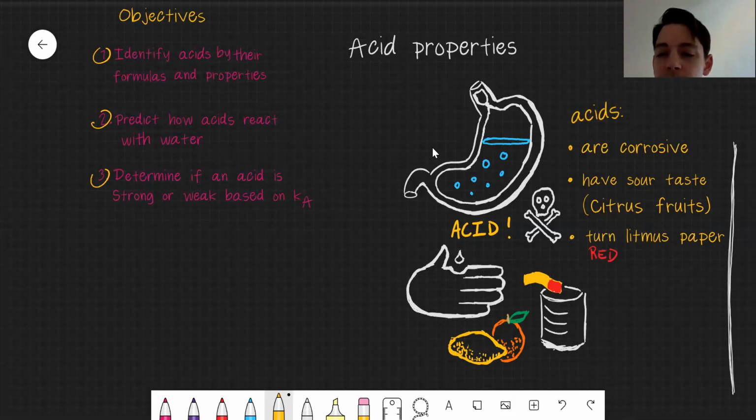Okay, so let's start off with what you might already know about acids. Acids, most people know, are part of your stomach, and they're an important part of digestion. Your stomach is a very acidic environment. A similarly acidic environment you might not know is a lemon. Citrus fruits are also very acidic, and that's what gives them their sour taste.